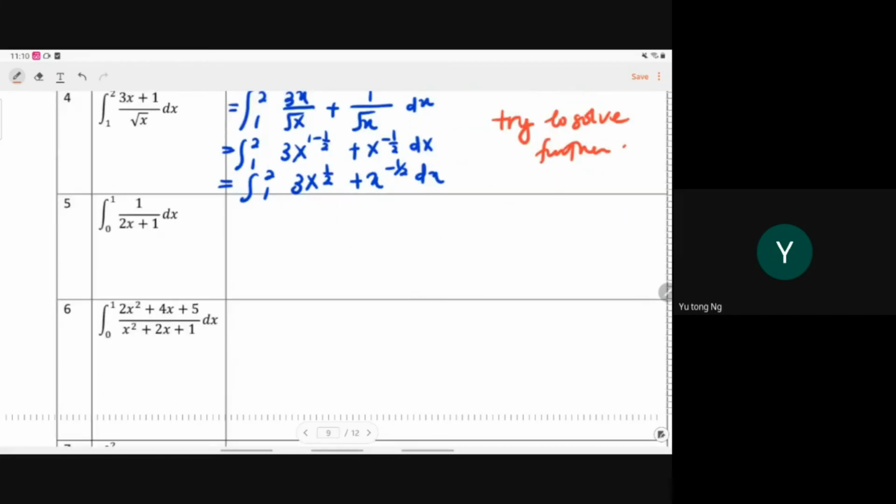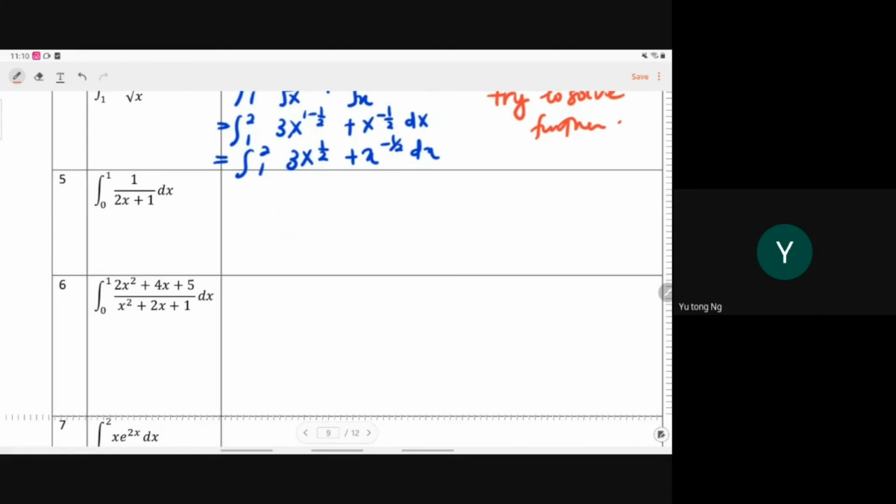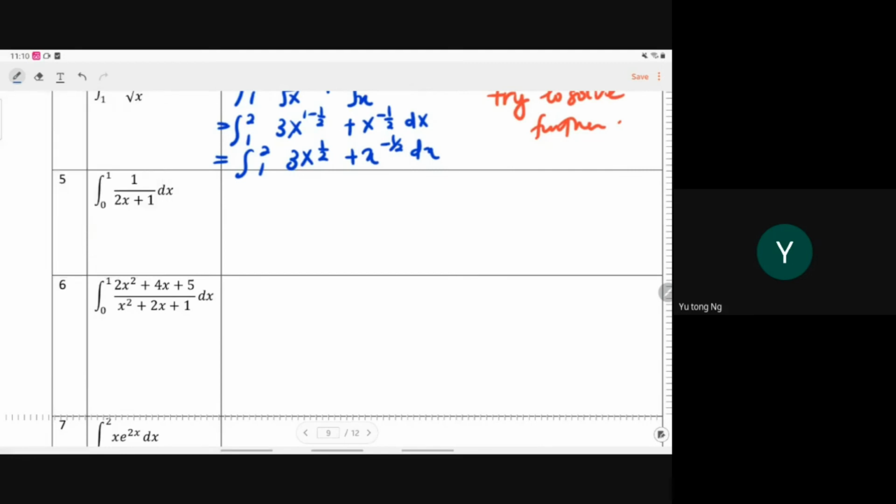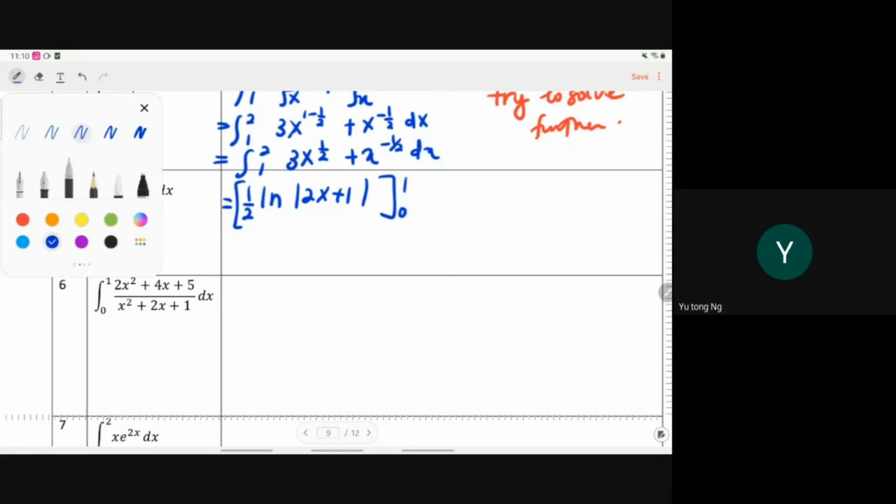Okay, so ni 1 over 2x plus 1 ni is simply ln. Okay, so ni auto jawapan dia kita tahu it's ln 2x plus 1. Okay, over dekat sini kita kena keluarkan kan 1 over 2. Okay, so between 1, 0. Okay, so nanti gantikan, try cari final answers.